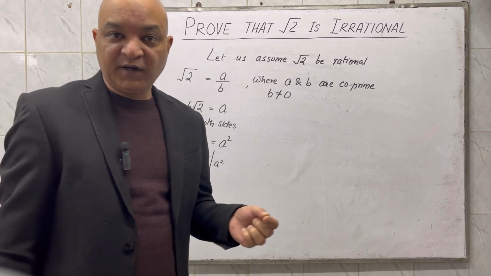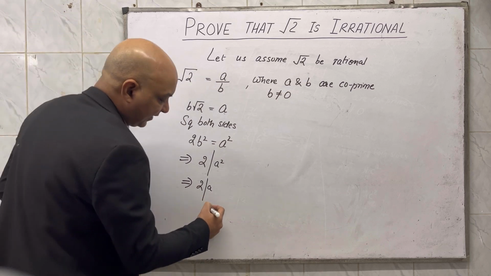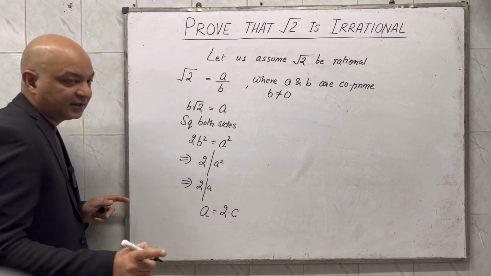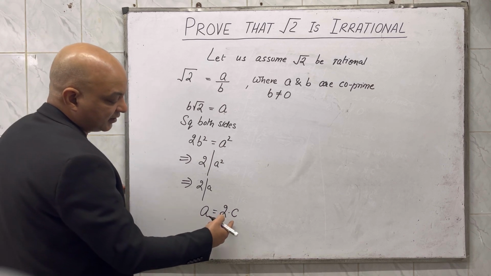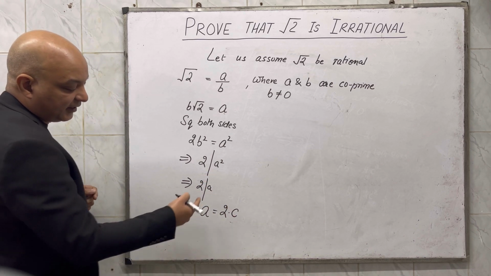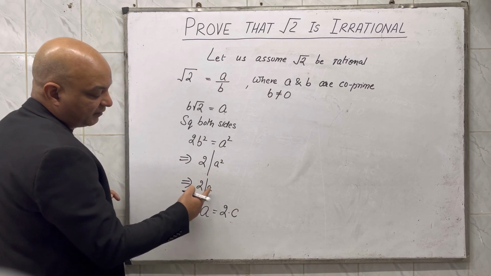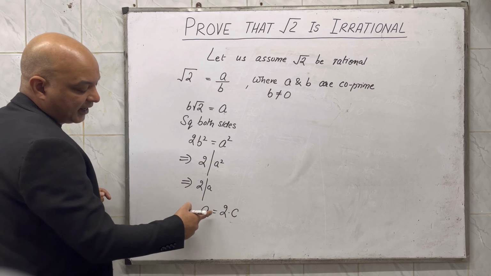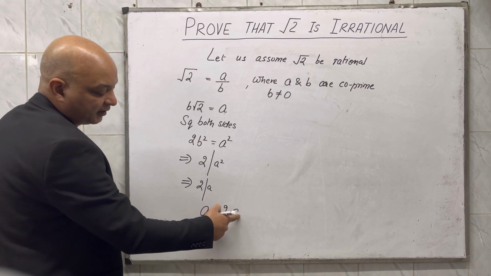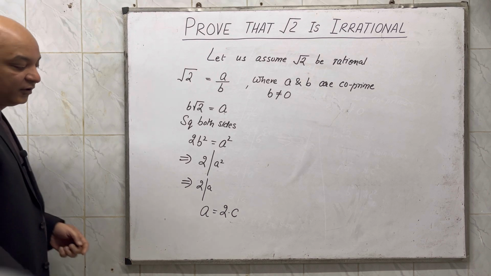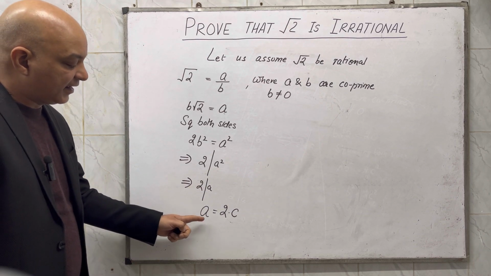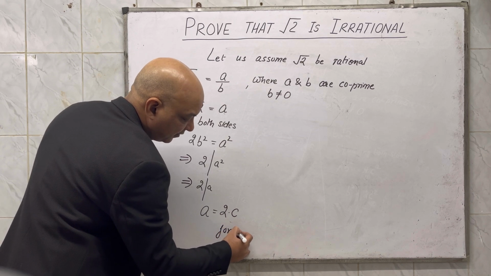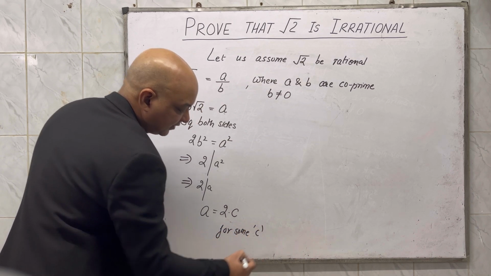Now, if 2 divides a, then I can write a to be equal to 2 into some number c for some positive integer c. For example, if I am saying 2 divides 18, then can't I write 18 as 2 into some number 9? So therefore, if 2 divides a, then I can write a as 2 into c for some positive integer c.